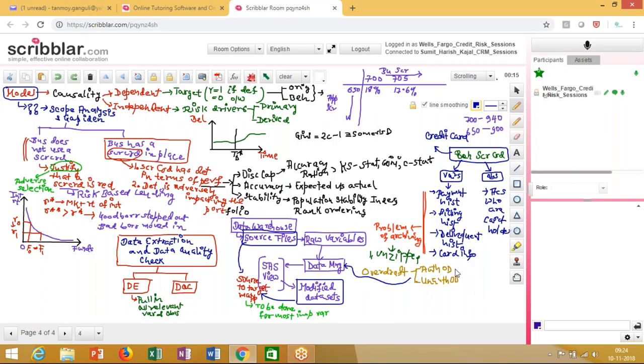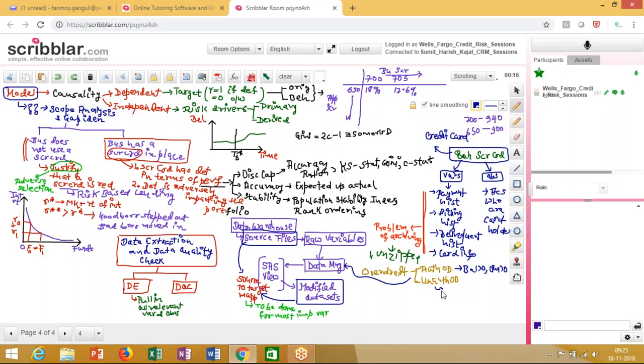Whether it's authorized or unauthorized is explained using the following. For an unauthorized overdraft, the balance is greater than zero, that is, you have overdrawn money or used the overdraft facility. If you have used an overdraft facility, the balance will always be greater than zero. But at the same time, the limit to the overdraft should also be zero.